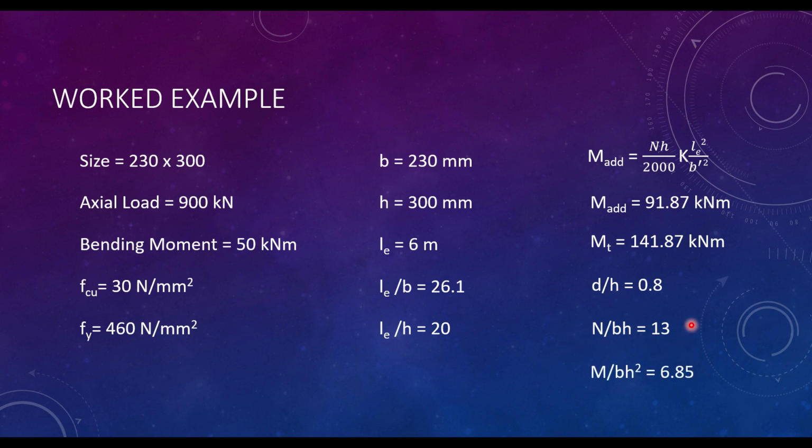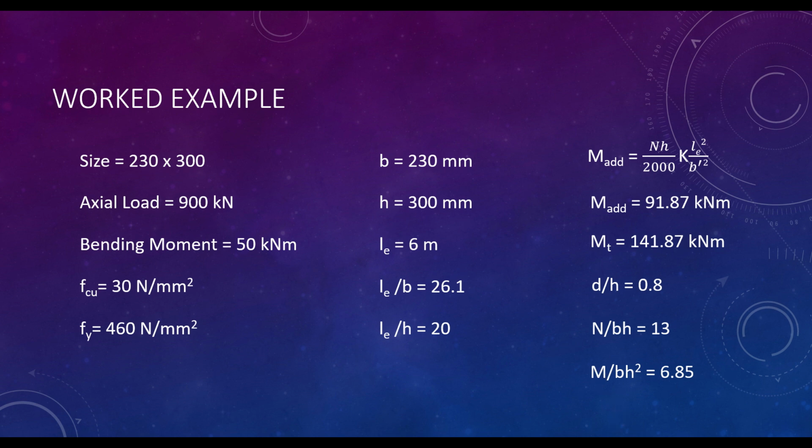Then we have to do M over BH square, because in design of column, most of the time we make use of the design chart. So we need to establish these three parameters before we are able to use the design chart. M over BH square equals 6.87. And this M is the M total that we calculated, not the M add or the initial bending moment. The M in this case is going to be the M total.